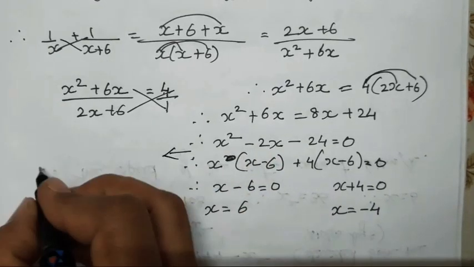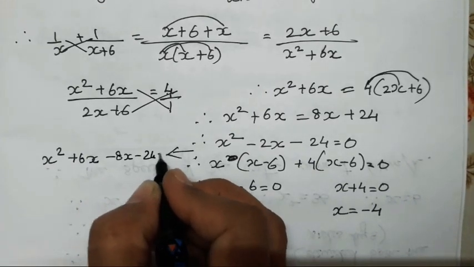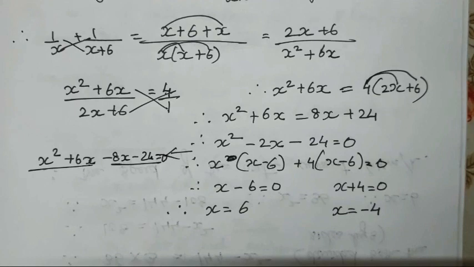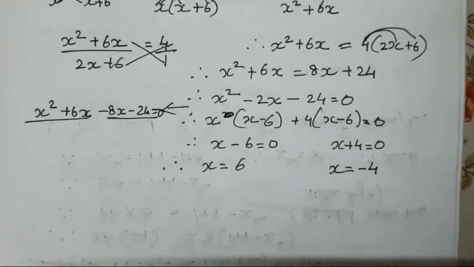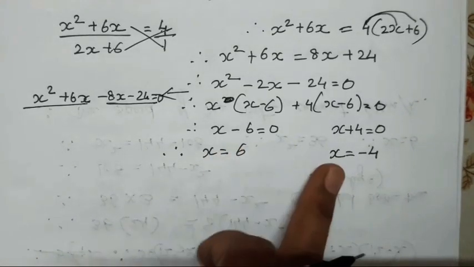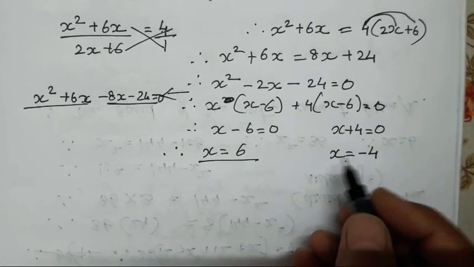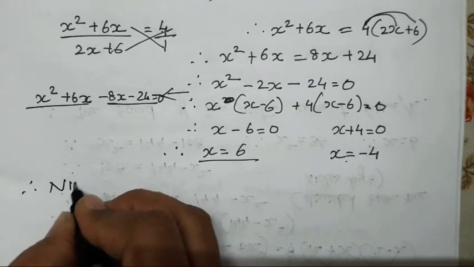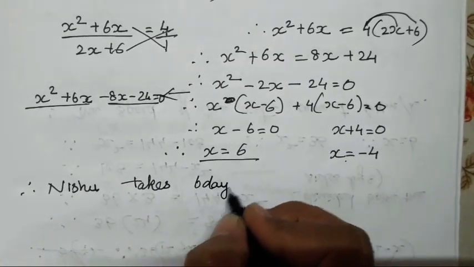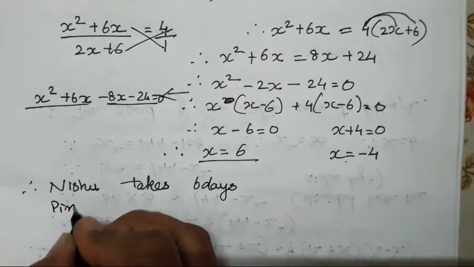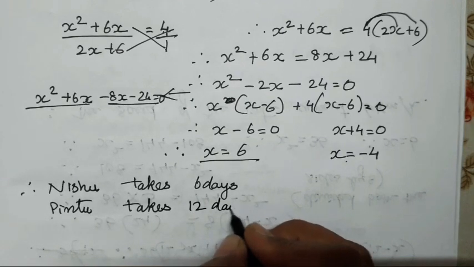I will again write and show you. x square plus 6x minus 4x minus 24 is equal to 0. So using these terms only I have written the next step. I have skipped this step. You all can even write it, no problem, and even if you all skip it, no problem, because directly you are getting the answer. So x is going to be 6, negative we don't consider. Therefore Nishu takes 6 days and Pintu takes 12 days to complete the work.